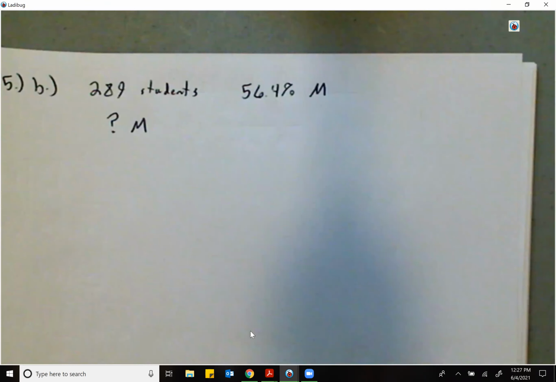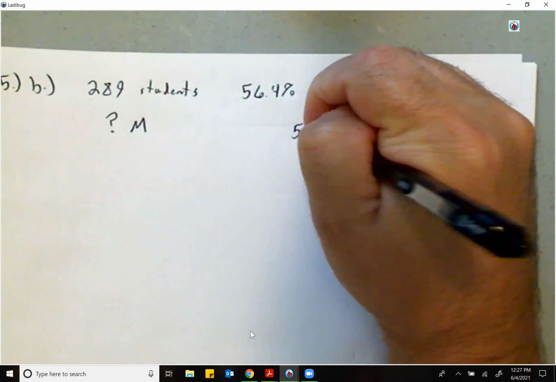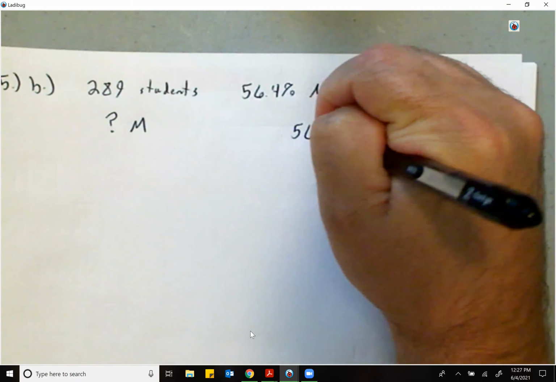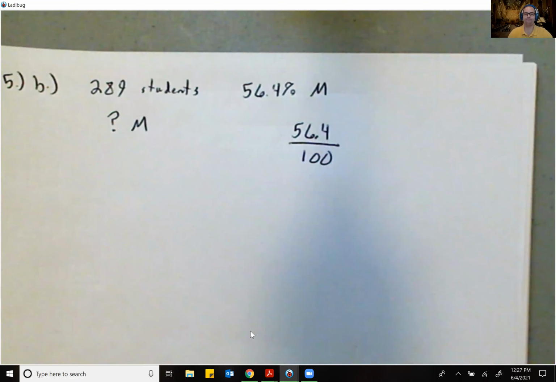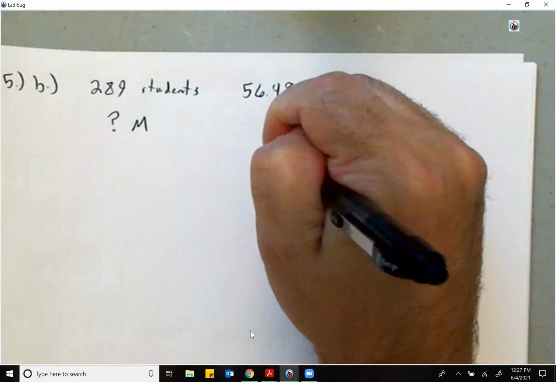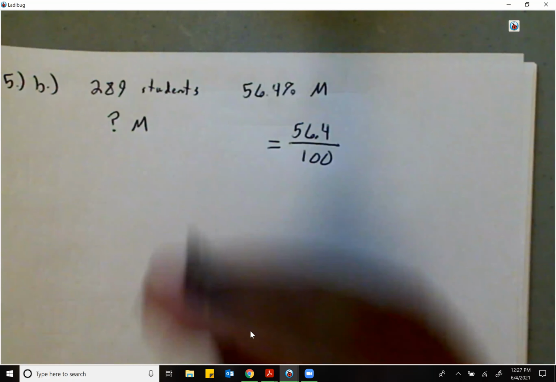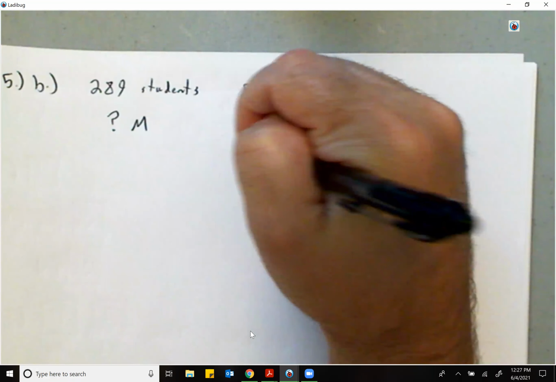The way to do it is 56.4% divided by 100, where I get 0.564. And then I multiplied that by 289, the total. And got my answer. That's the idea.